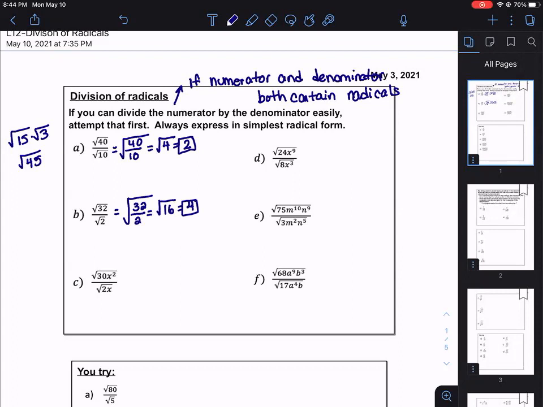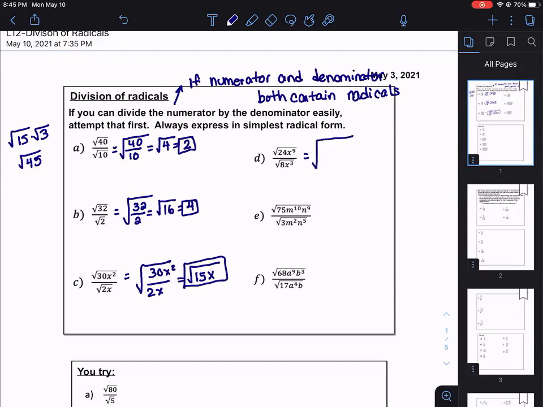Okay. For the next one, we are going to have 30. I should have made that a little bigger. I always do that. 30x to the 2 over 2x to the 1. Again, the 30 and the 2 and the x squared and the x to the 1 become radical 15x. No simplifying possible there.